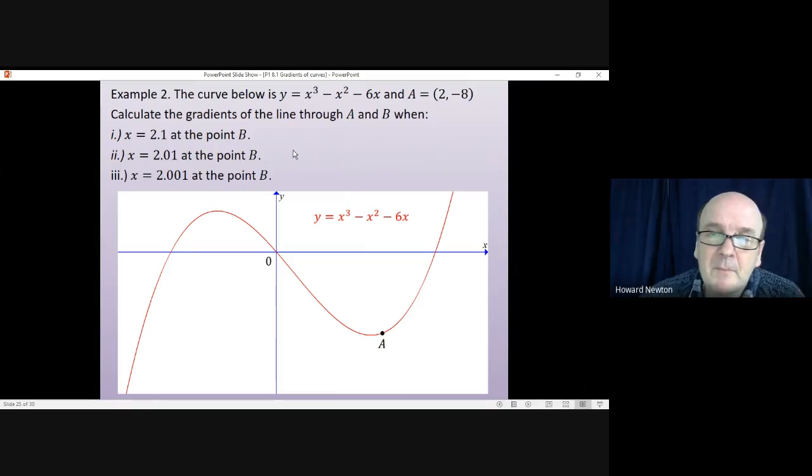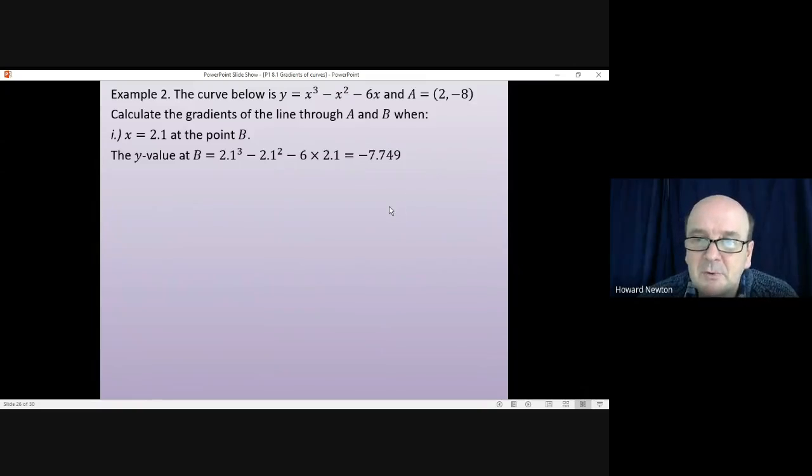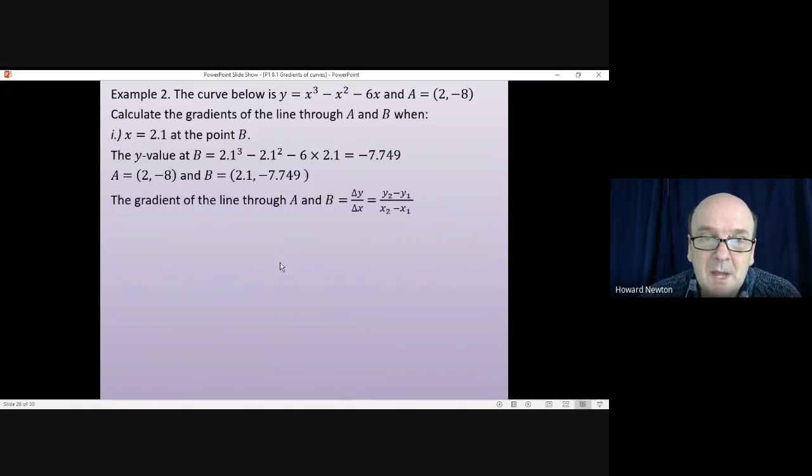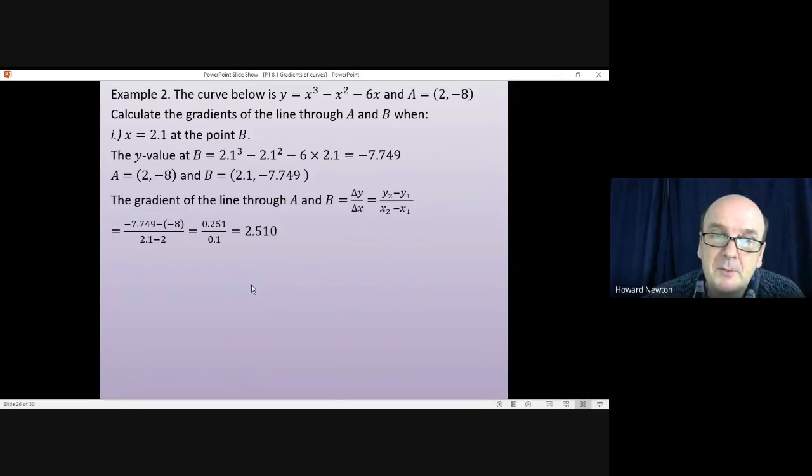Okay, let's have a look. Now we do exactly the same thing as we did in example 1. So if x equals 2.1, the first thing we have to do is work out the value of y. So substituting 2.1 into this equation gives us a value of y of minus 7.749, which gives us the coordinates of A and the coordinates of B. We then work out the gradient of the line through A and B in the normal way, change in y over the change in x, which would give us that. Put all that in the calculator, and you get a gradient of 2.510.